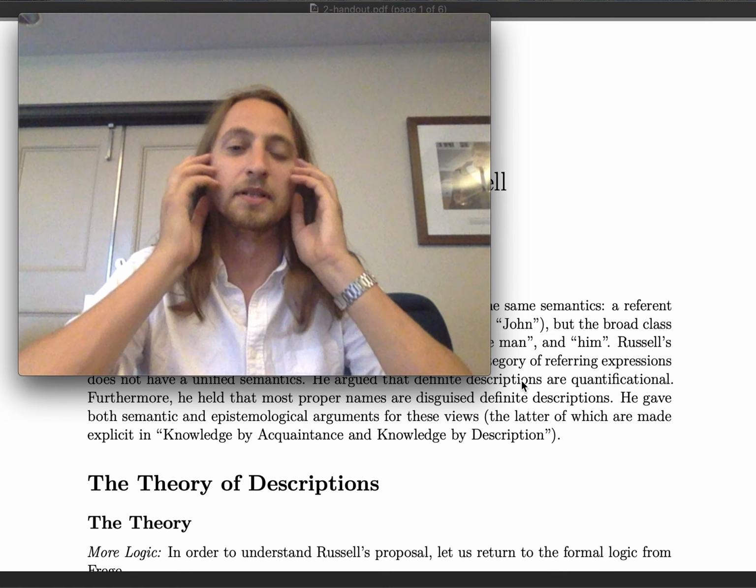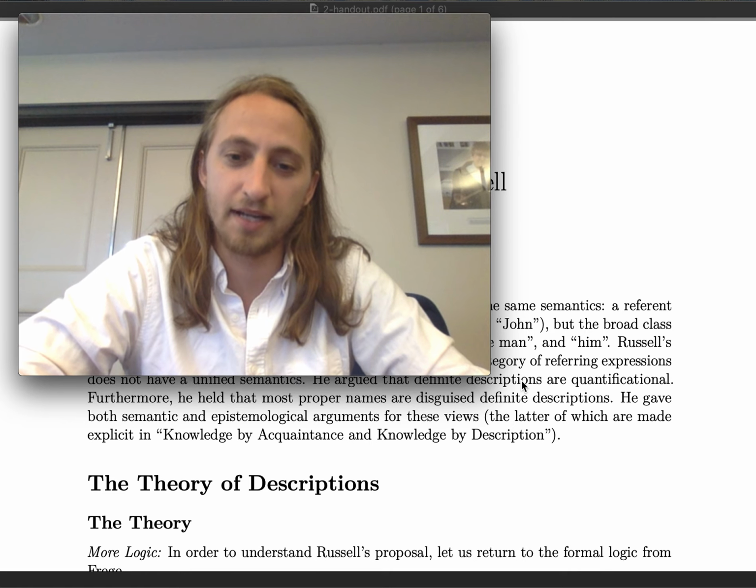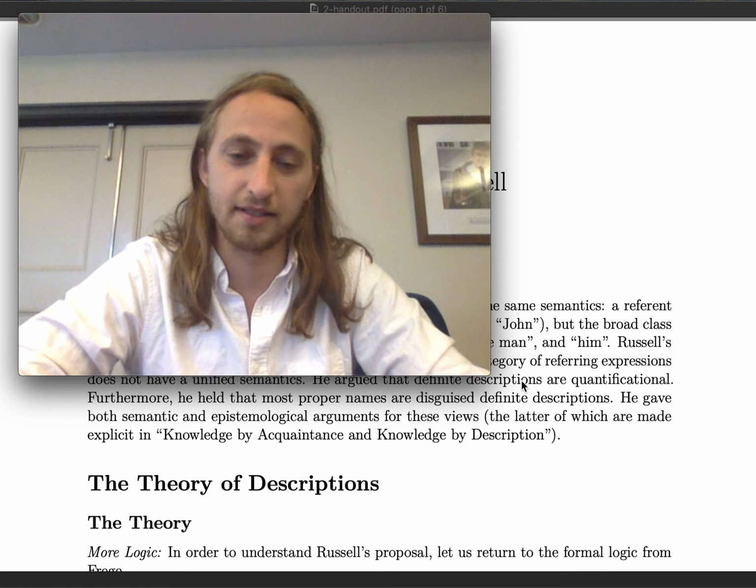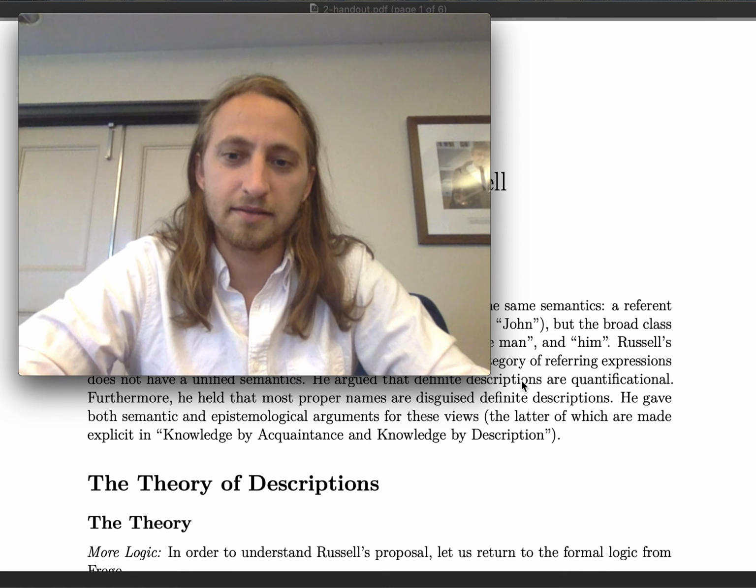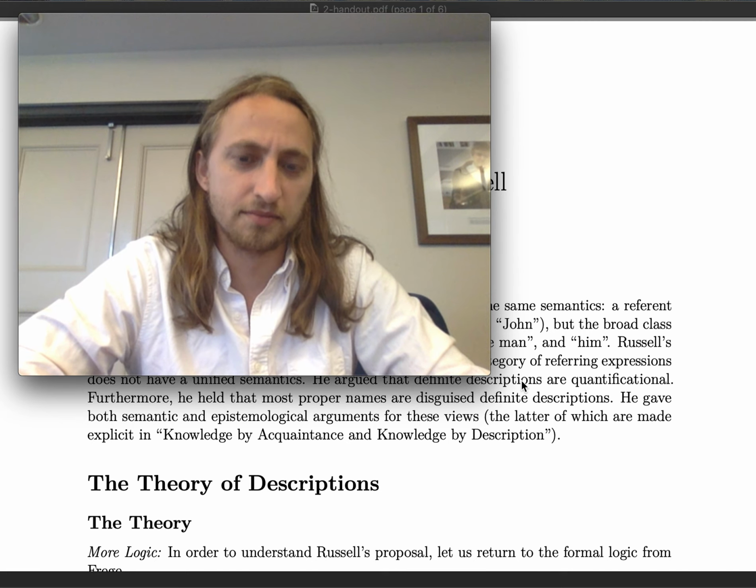Specifically, the required reading was a paper of his called On Denoting, which is probably the most famous paper of his, and a supplemental reading called Knowledge by Acquaintance and Knowledge by Description had some other arguments which we will touch on at the end. In this video, I'm going to be just giving an overview of what we'll be discussing in this lecture.